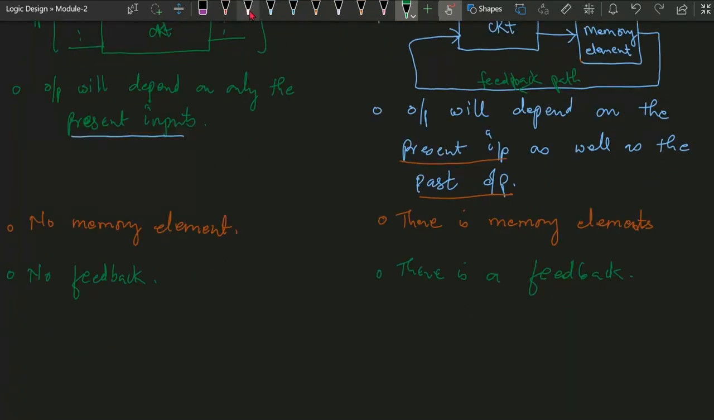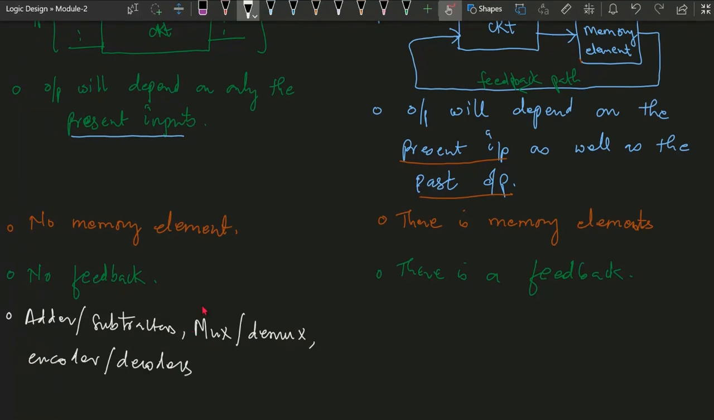Next, we will see a few examples related to combinational circuits. You might know adder circuits, subtractors, multiplexers, mux and demux, and encoders and decoders. These are considered to be combinational circuits. Similarly, the basic sequential circuits are flip-flops, latches, then registers and counters.